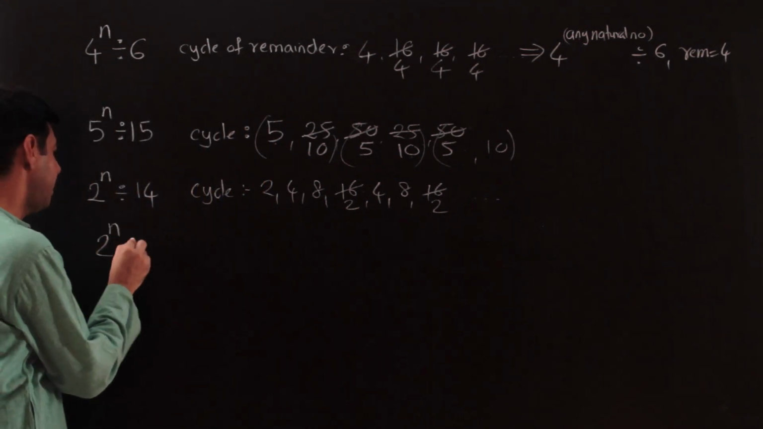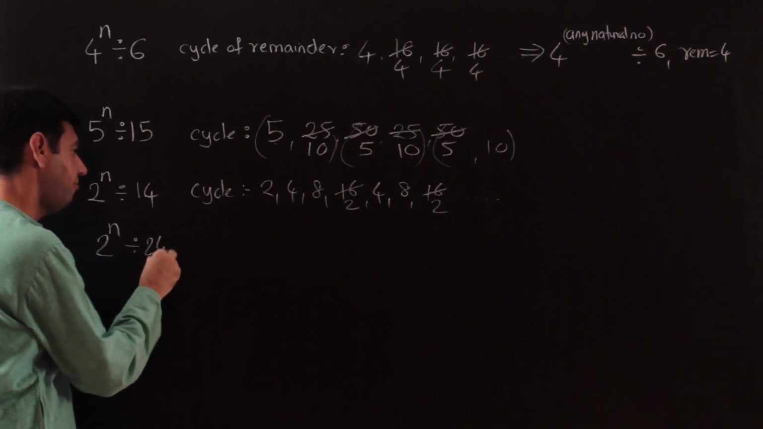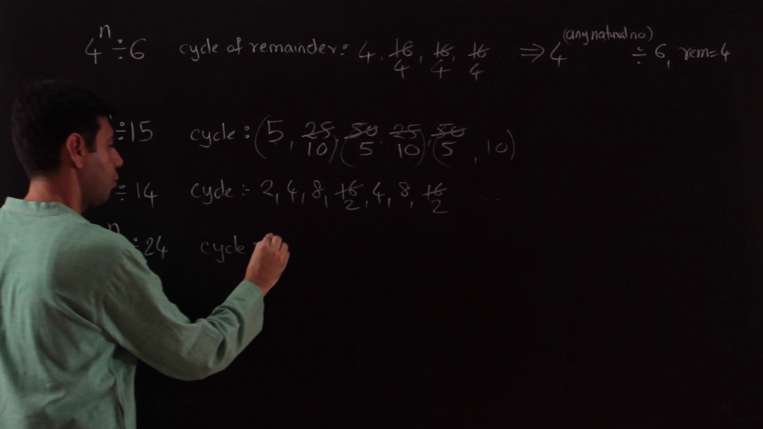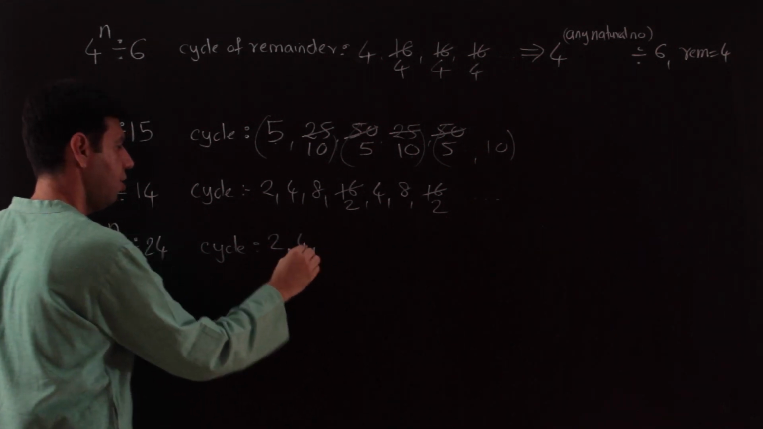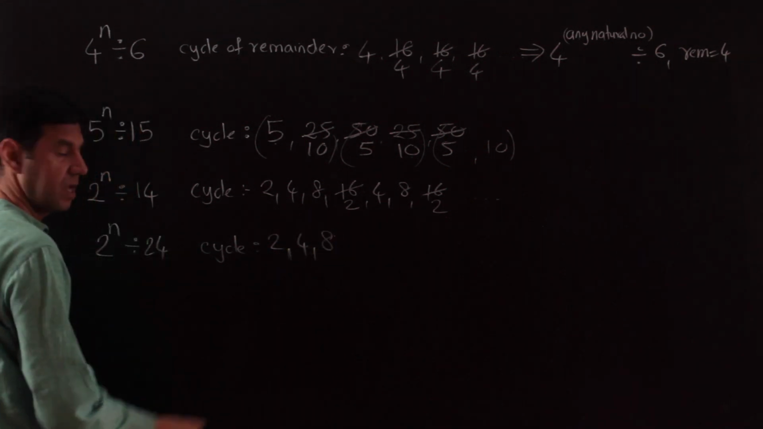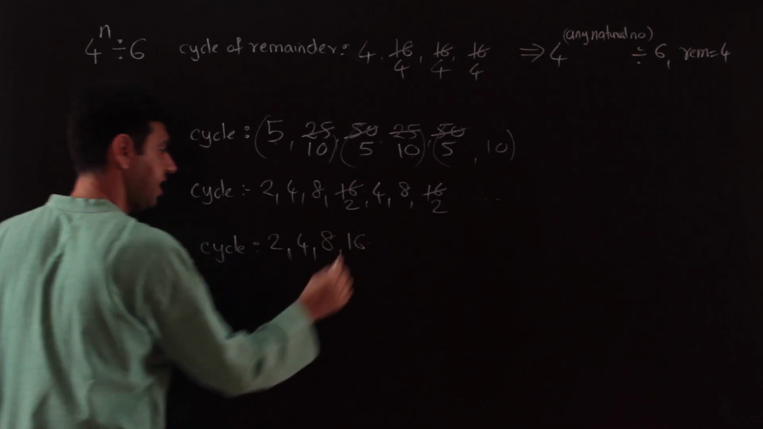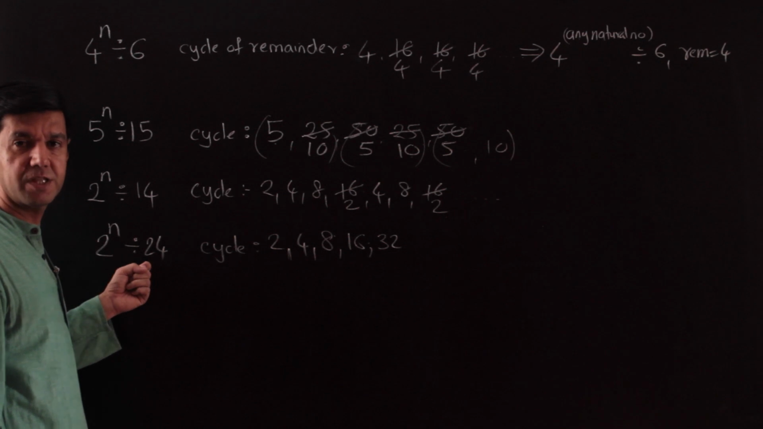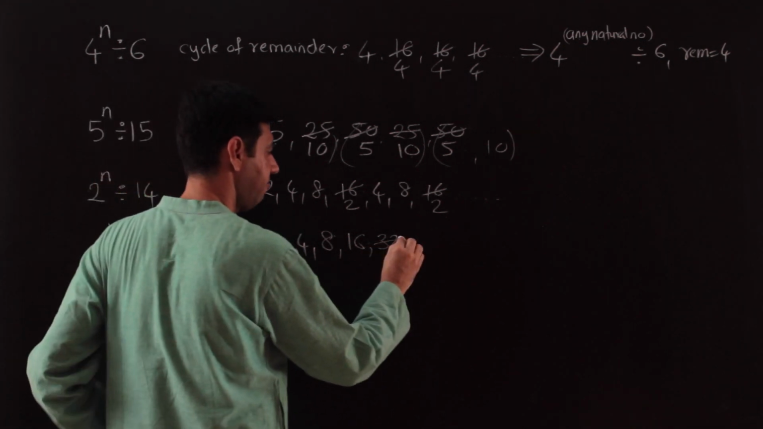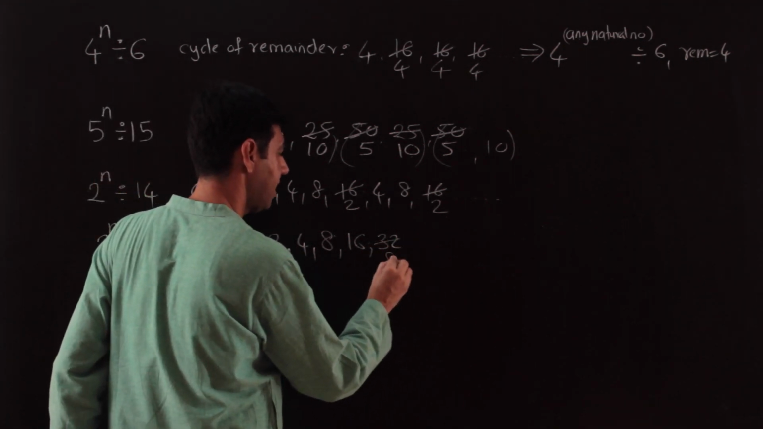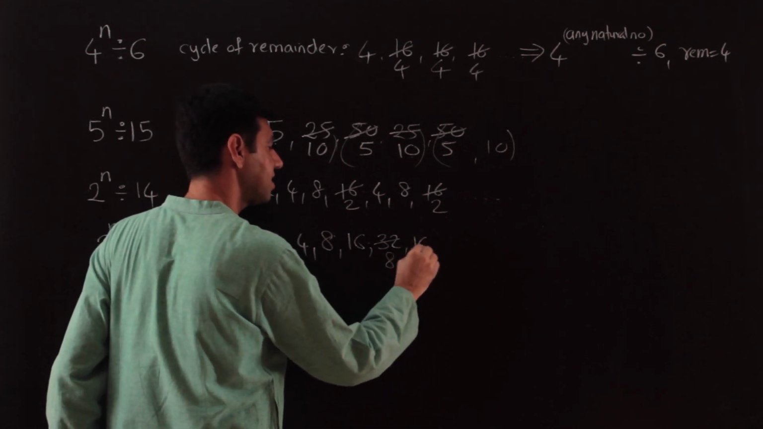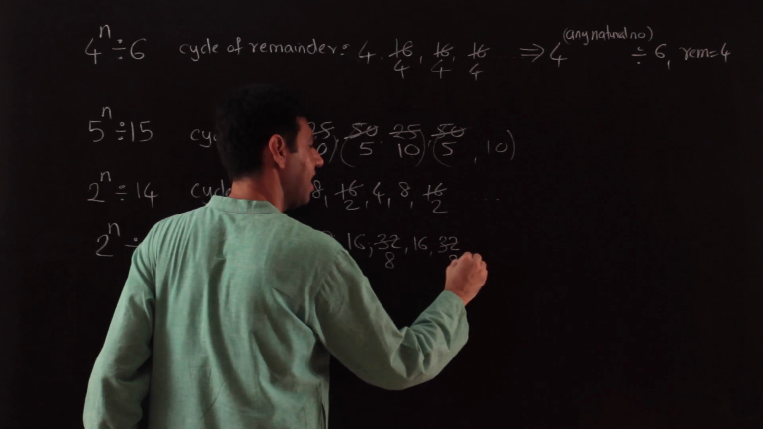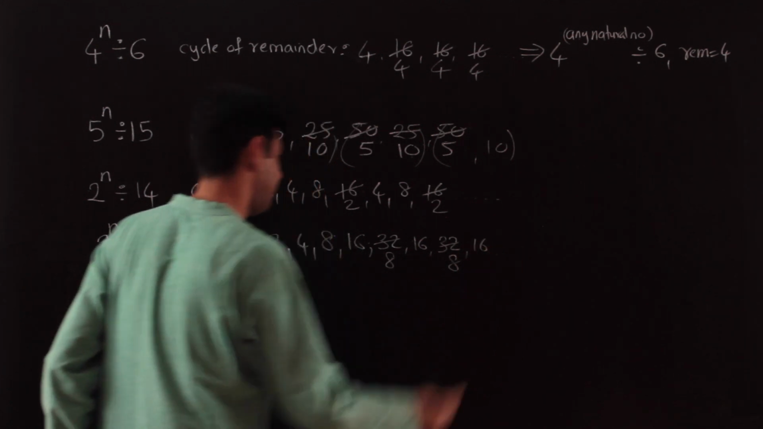2 raised to n divided by 24. The cycle will be 2, 4, 4 twos are 8, 8 twos are 16, 16 twos are 32. 32 is more than 24, so I'll divide it by 24 and that will leave me a remainder of 8. 8 twos are 16, 16 twos are 32, which will give me 8. And 8 twos are 16 and it will continue.